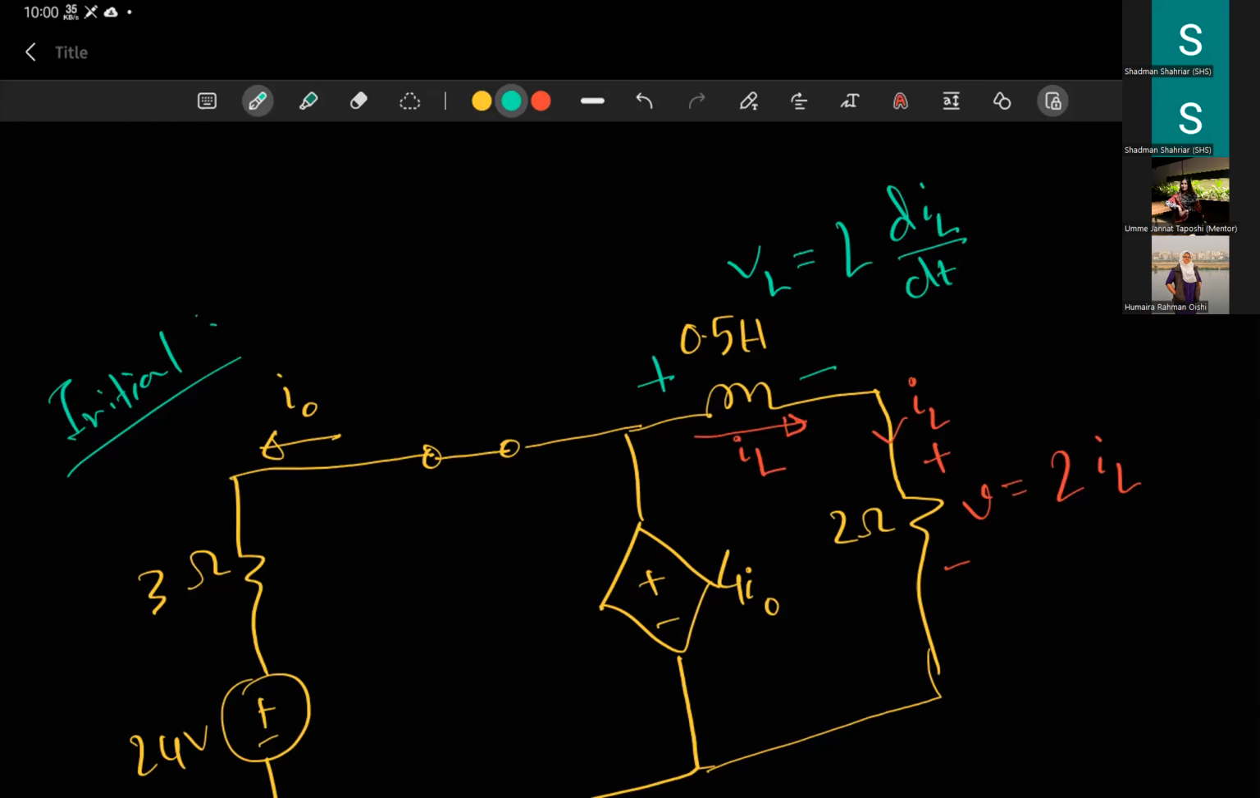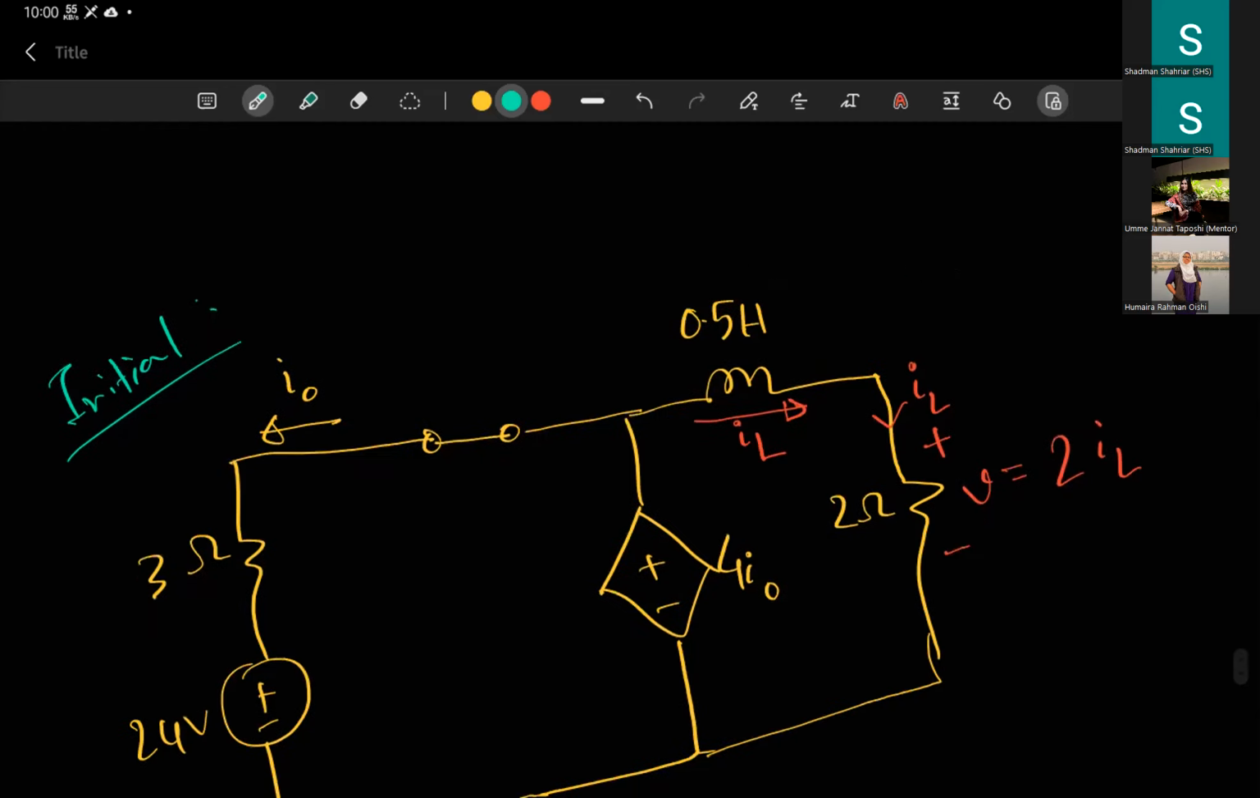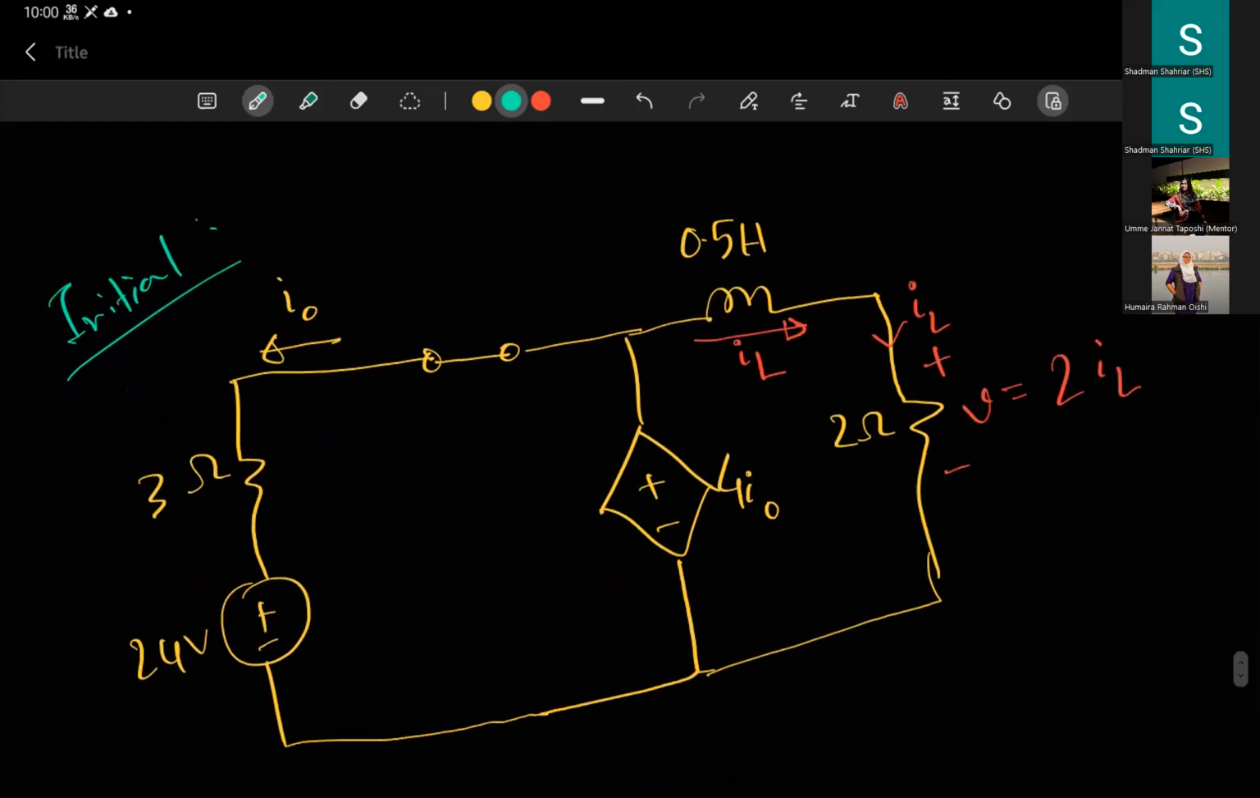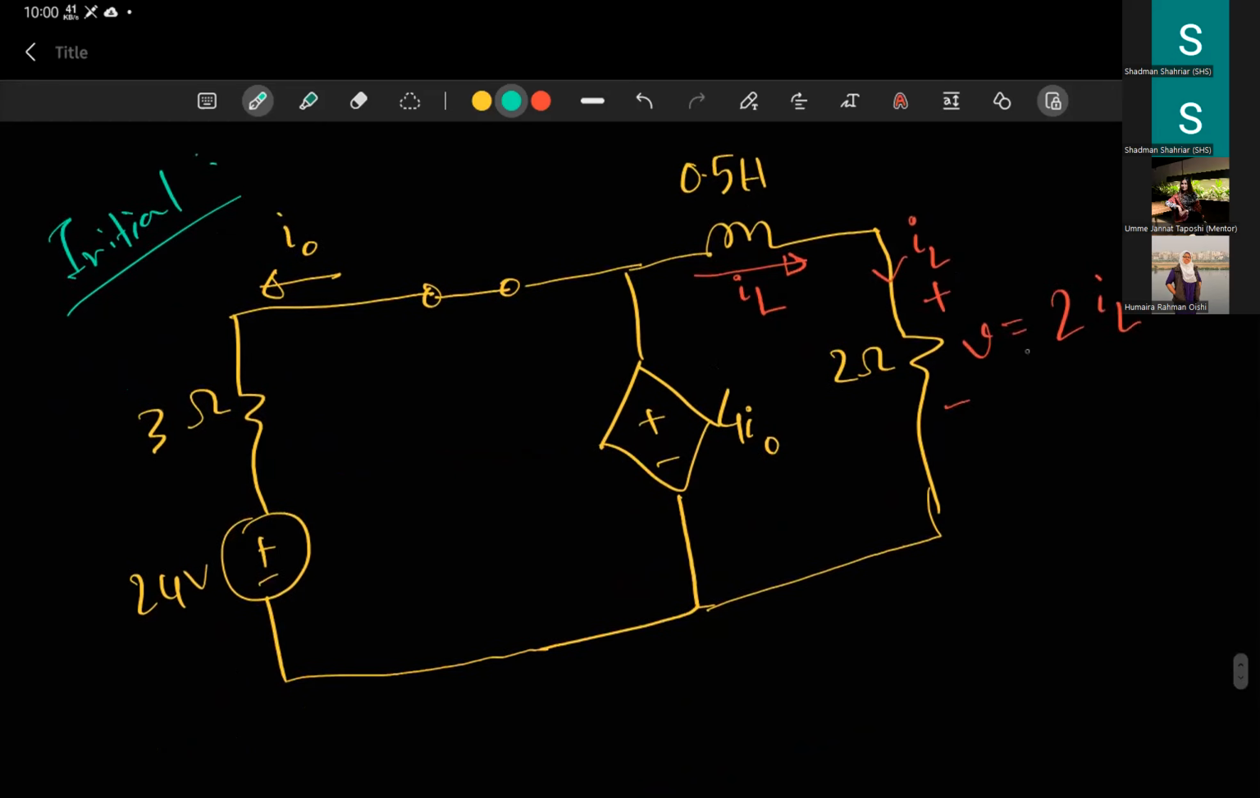Other than that, we are not asked to find the voltage of the inductor. We are asked to find this voltage. So if you find the value of IL, we are done. So we are going to solve for this IL, using the initial circuit again.